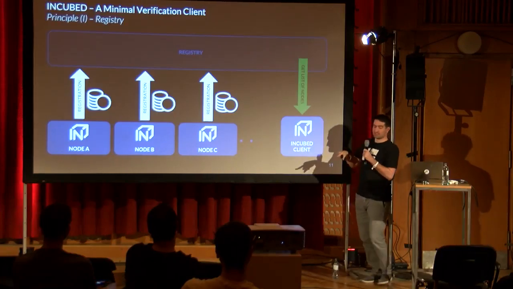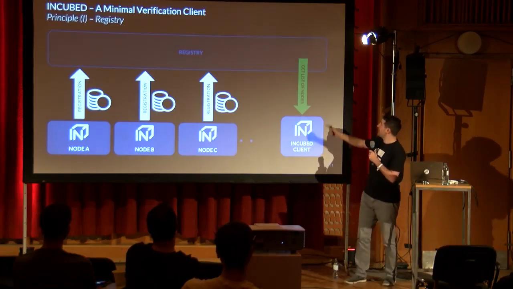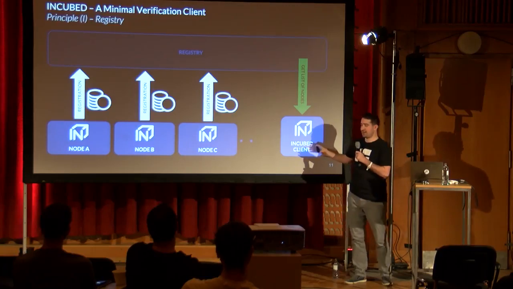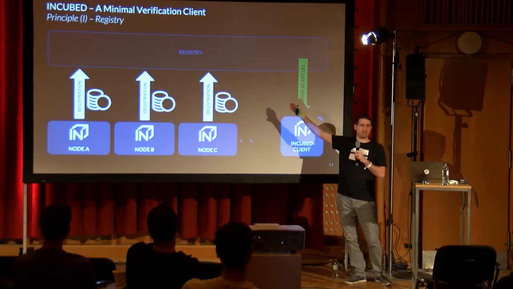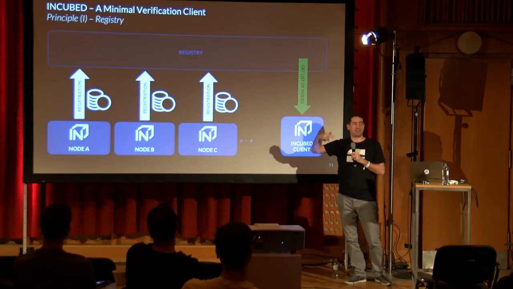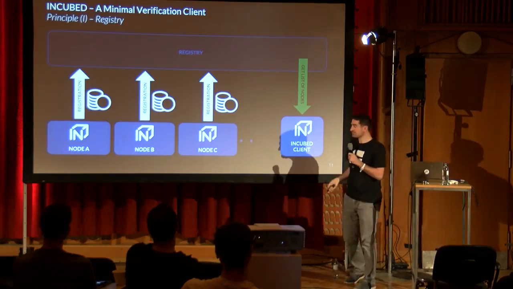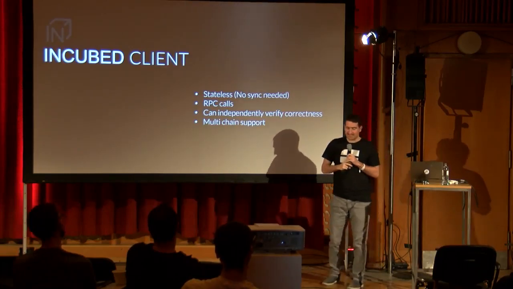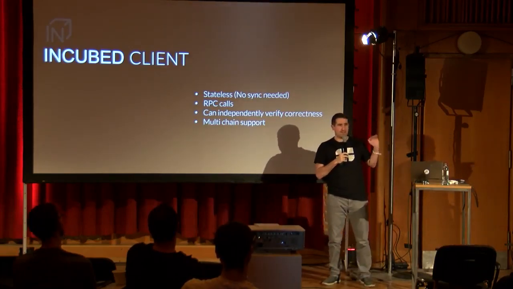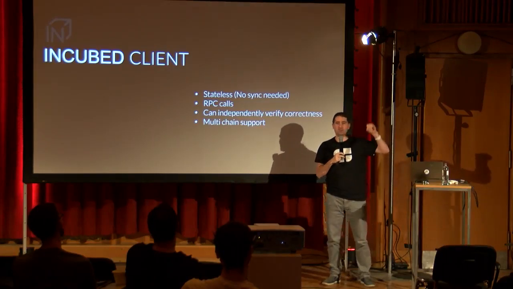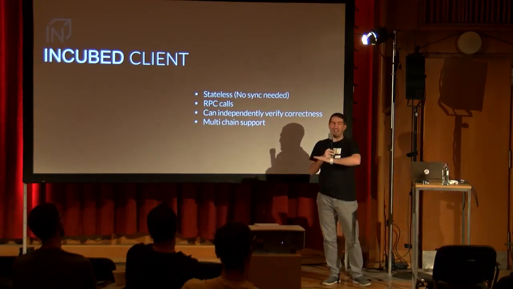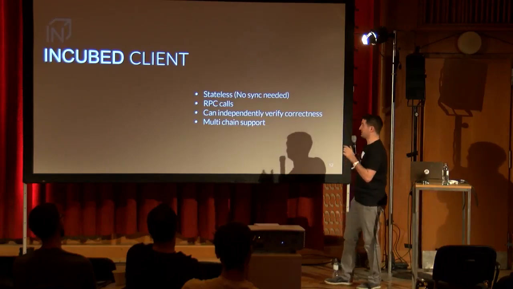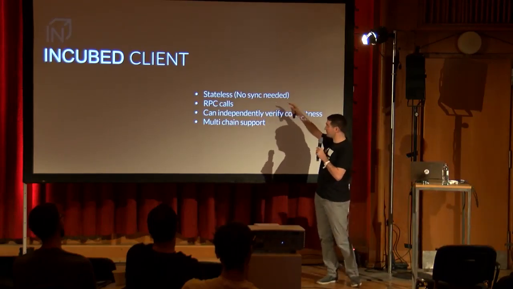As a client, so something which goes into IoT devices, when you bootstrap those IoT devices, they need to be bootstrapped with the current list in the registry. After this, they can get updates on their own. So what is the client doing? The INCUBED client is completely stateless. Means it needs to store nothing but the code itself. It doesn't store block headers, doesn't store transactions, doesn't store anything but the code itself. So minimal storage requirements. It can do RPC calls to those nodes.